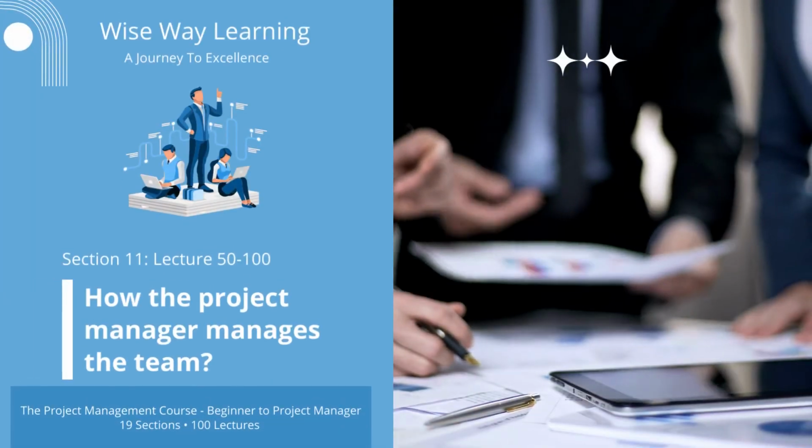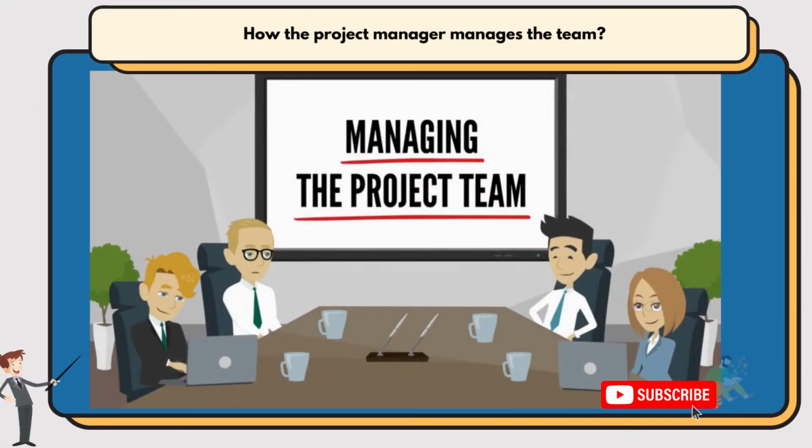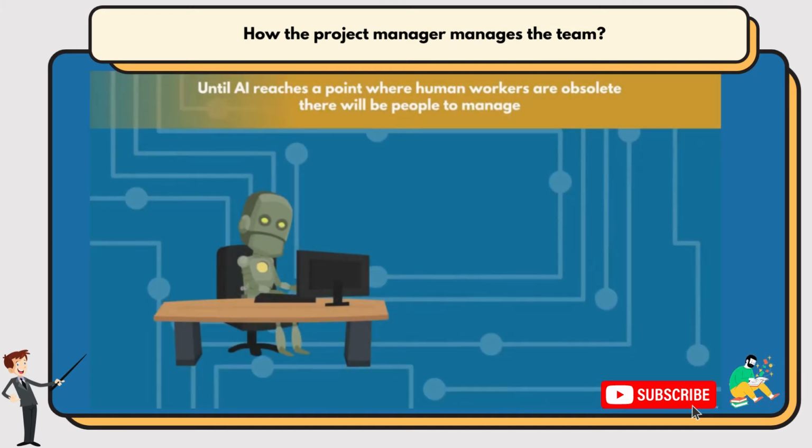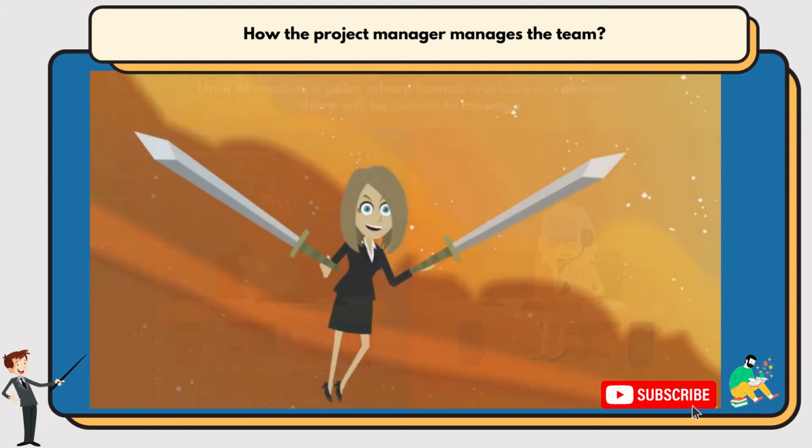Excellent. Section 11 and lecture number 50, How the Project Manager Manages the Team. Until AI reaches a point where human workers are obsolete, there will always be people to manage. Analysts, vendors, engineers, executive managers are to name but a small few. And all of these can come from different countries, cultures, and backgrounds.